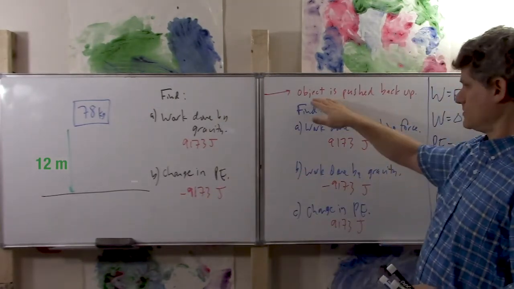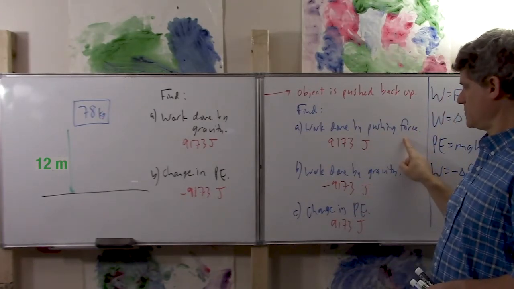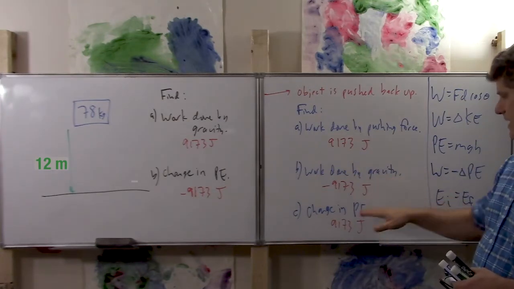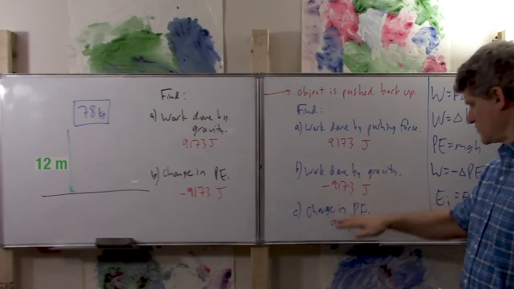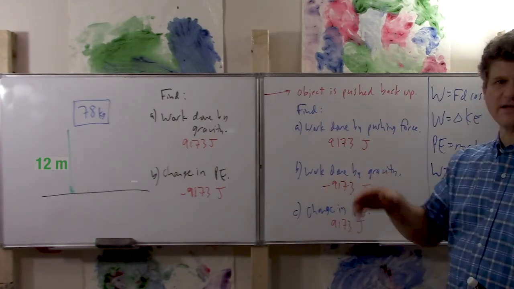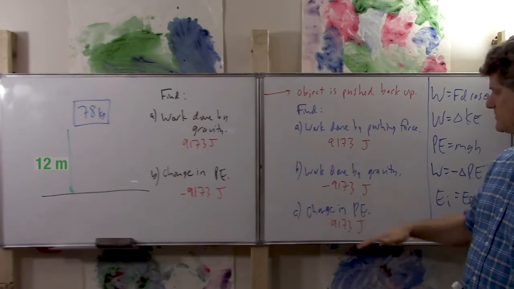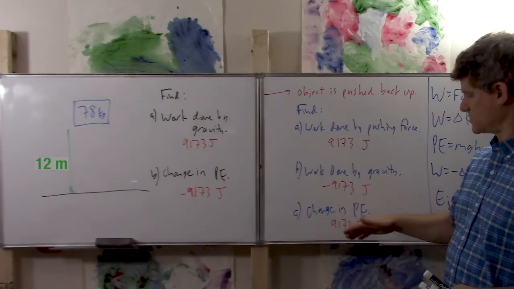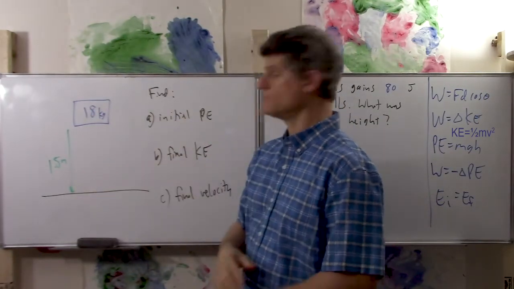All right, now part 2: the object is pushed all the way back up to the top. What is the work done by the pushing force? That's a positive 9173 joules. Then the work done by gravity and the change in potential energy. For those two, you would need to start with an equation and work through and show that you can get the correct sign. You don't want to get the wrong sign and then just put a negative sign or cross out a negative sign at the end because you know it should be negative or positive. You want to be able to work through with the correct angle and everything so that it comes out with the right sign.